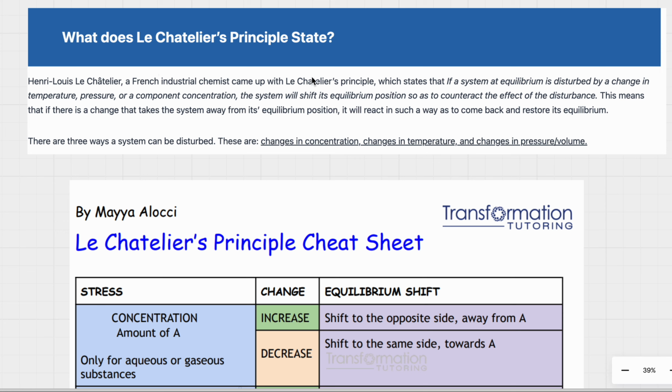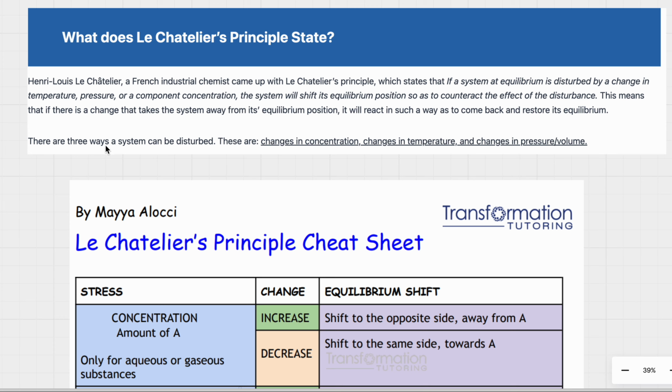So Le Chatelier's principle states that if we have a system at equilibrium and this equilibrium is disturbed by a change, the change could be either temperature, pressure, or concentration, the system will shift in order for the equilibrium position to be re-established to counteract the effect of this disturbance. And I am going to teach you how to recognize where your system would shift.